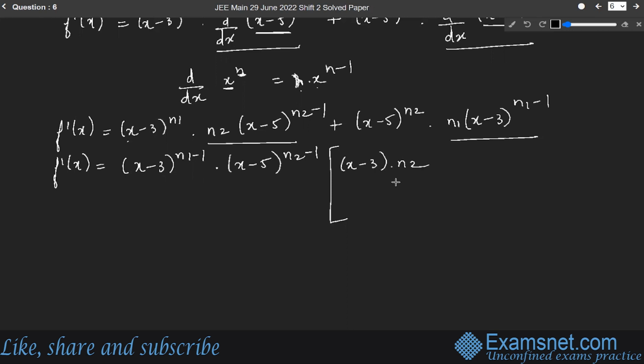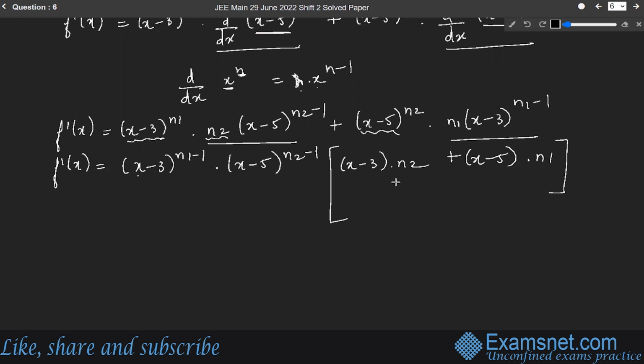So multiplied by n2, you can see that in the first term, we have already taken x minus 3 power n1 minus 1. So what is remaining? x minus 3 and we have n2. In the second term, we have x minus 5, right? So plus x minus 5 and we have n1. So these are the remaining terms when we take x minus 3 power n1 minus 1 into x minus 5 power n2 minus 1 common.